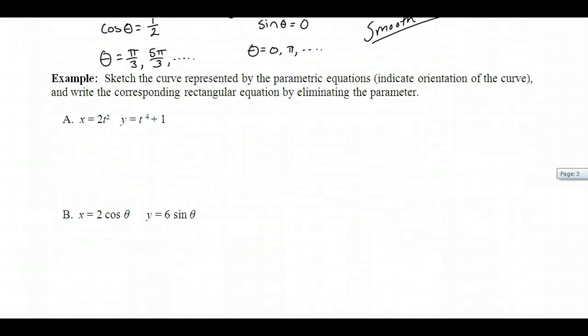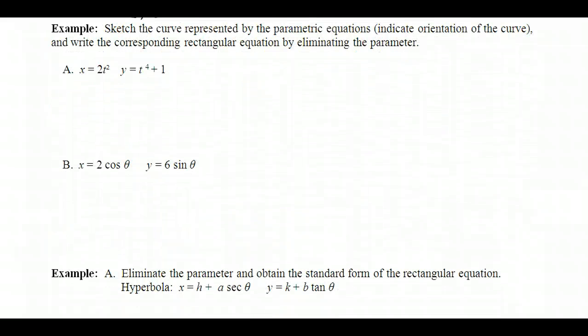All right, a couple miscellaneous examples here. We want to sketch the curve represented by our parametric equations, indicate orientation of our curve, and write the corresponding rectangular equation by eliminating the parameter. So these things should be pretty basic. You can graph these on your calculator if you'd like to. But why don't you pause this and do these two examples on your own?